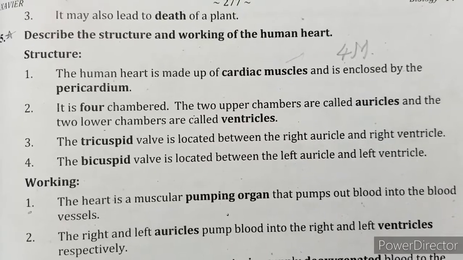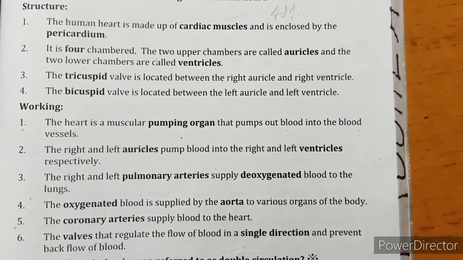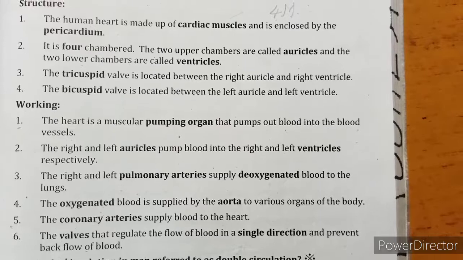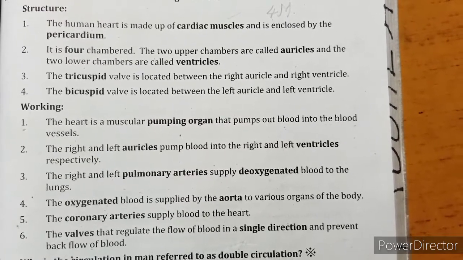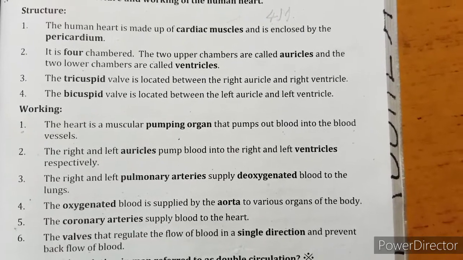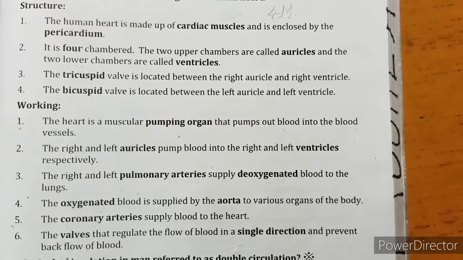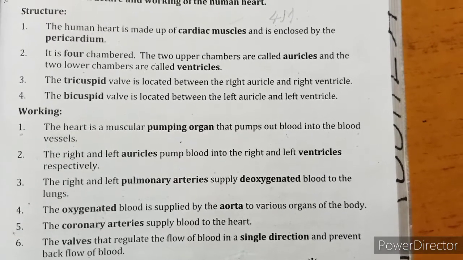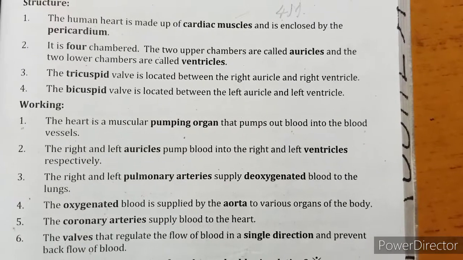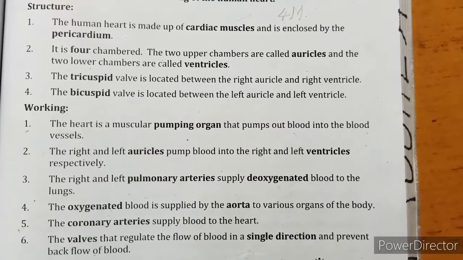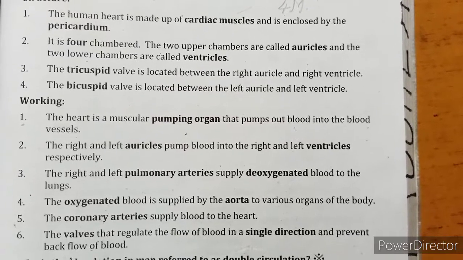Describe the structure and working of the human heart. Structure. The human heart is made up of cardiac muscle and is enclosed by the pericardium. It is four-chambered. The two upper chambers are called auricles and the two lower chambers are called ventricles. The tricuspid valve is located between the right auricle and right ventricle. The bicuspid valve is located between the left auricle and left ventricle.